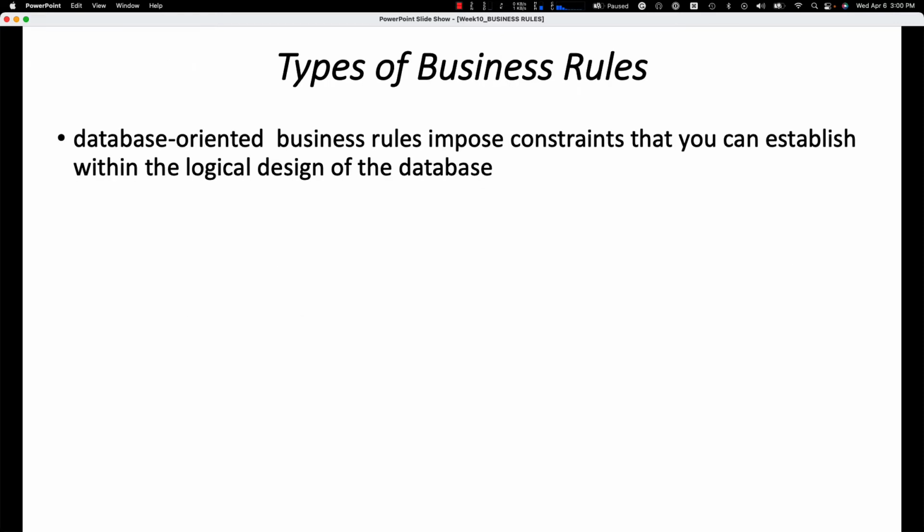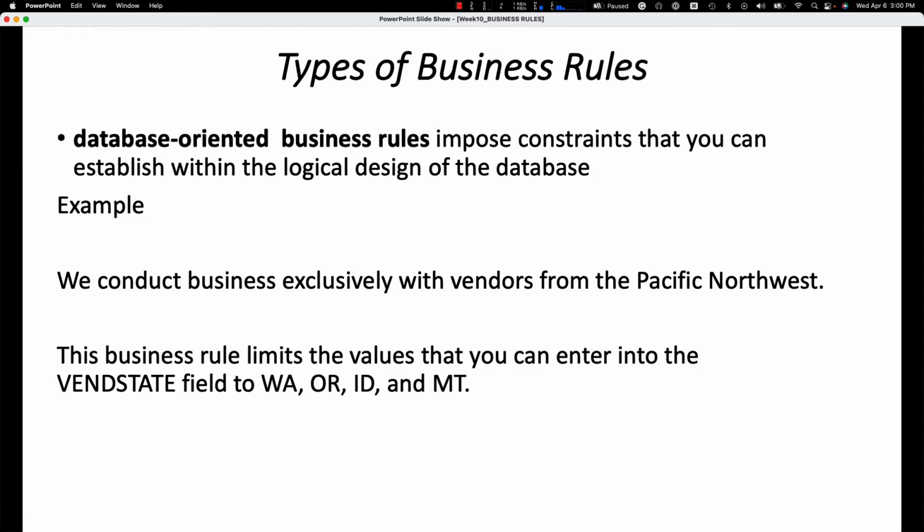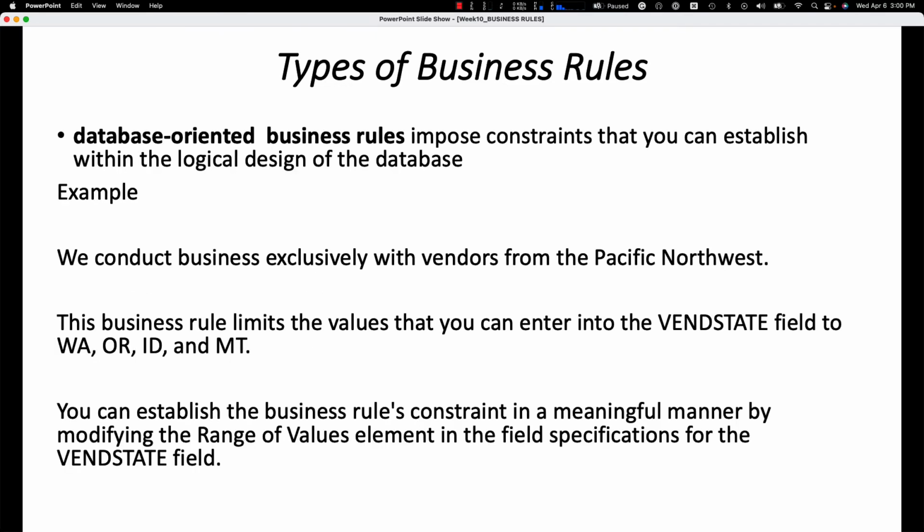Types of business rules: you have database-oriented business rules. They impose constraints that you can establish within the logical design of the database. An example: we conduct business exclusively with vendors in the Pacific Northwest. That means that you can have a business rule that limits the values that you can enter into the VIN state to Washington, Oregon, Idaho, and Montana. You can establish the business rules constraints in a meaningful manner by modifying the range of value elements in the field specifications of the VIN state field.